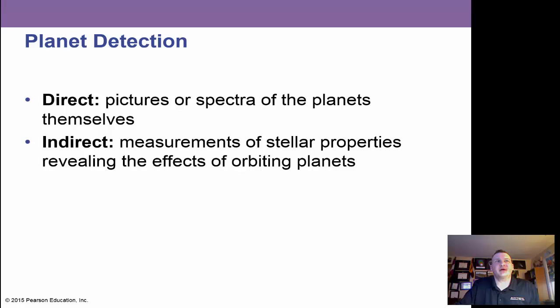So there are 2 different types of measurings we can do to find planets around other stars. We can take direct pictures or spectra of the planets themselves, and a spectra is splitting the light up into its component colors, and we get information from that. We'll go more into that here in the future. Or indirect means by measurements of stellar properties revealing the effects of orbiting planets.